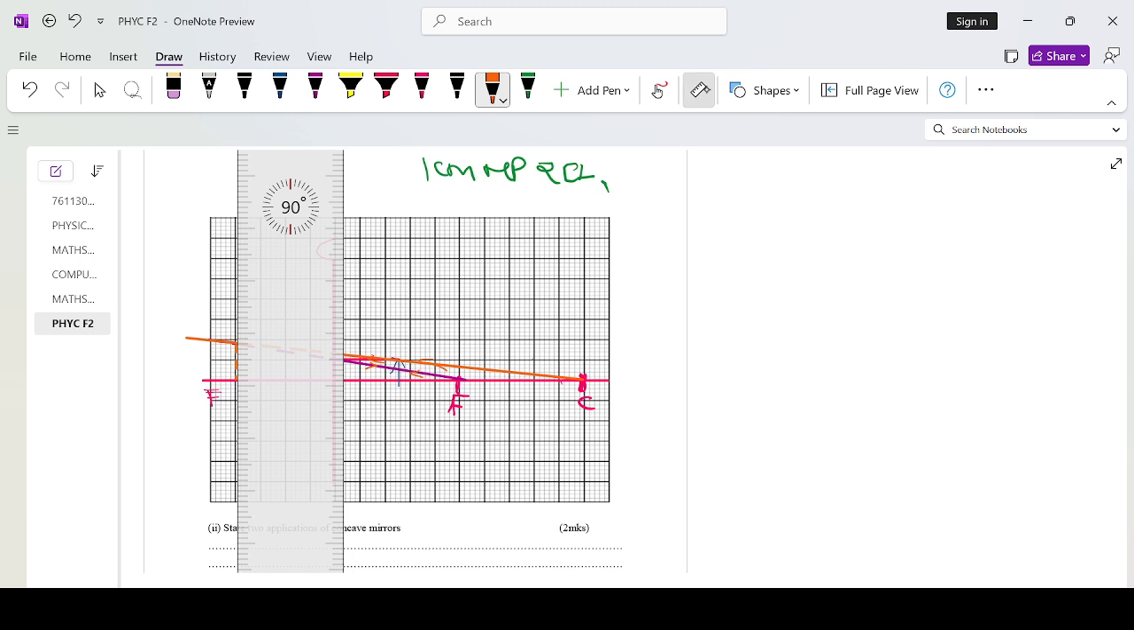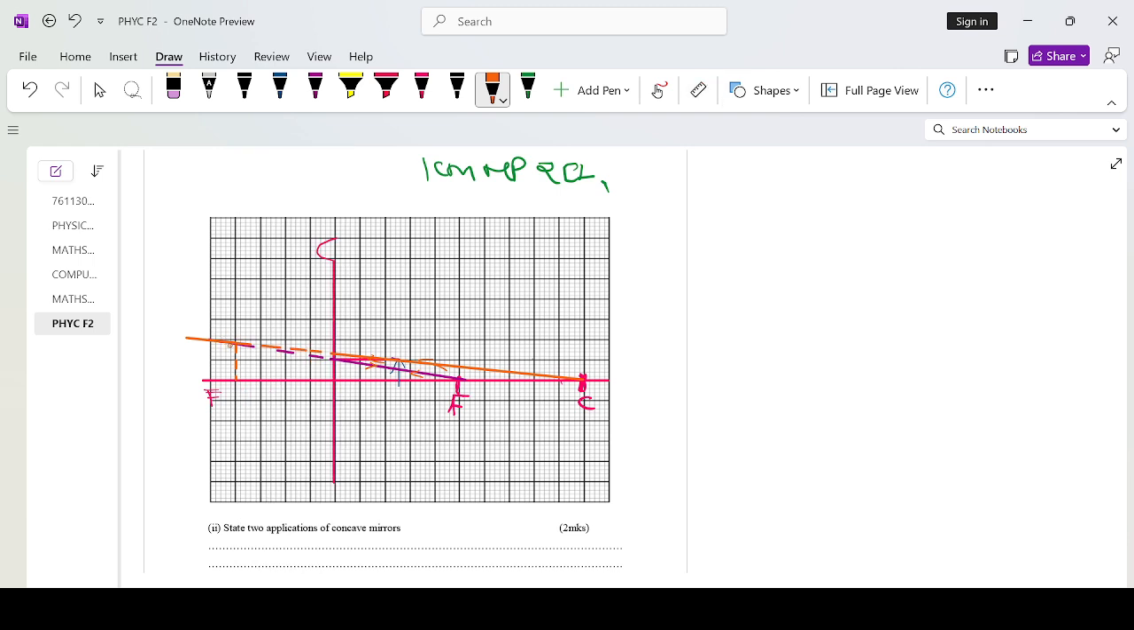Somewhere closer to F. It's virtual because it's formed behind the mirror. It's formed behind the mirror. I'm done with that. So how many centimeters? 1, 2, 3, 4. So it is 4 times 2, that is 8 centimeters behind the mirror.